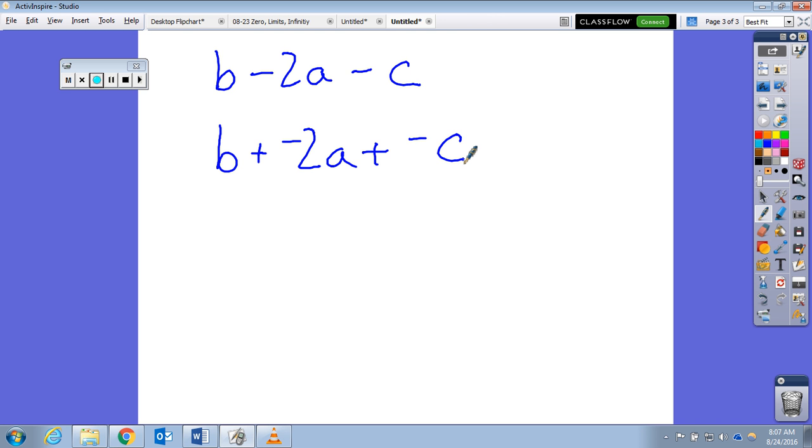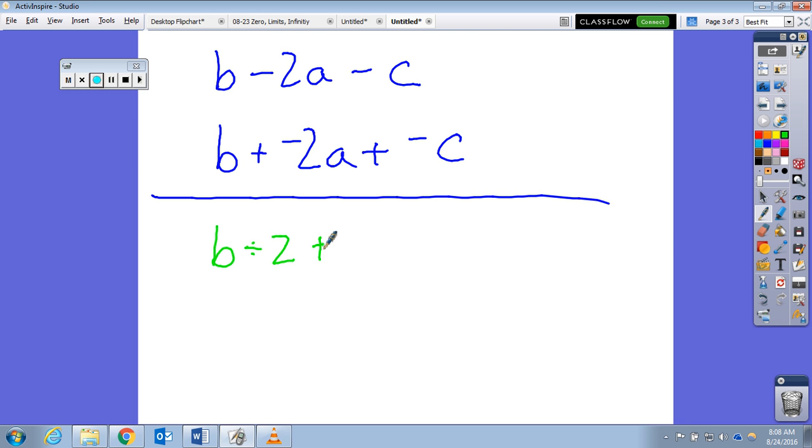So there's that example. If you had another example, I'll use a different color. So let's say you have b divided by 2 plus 16 divided by negative 3. Most of us probably prefer multiplication over division.